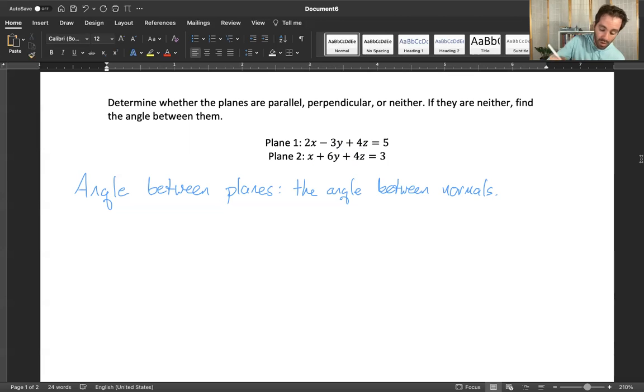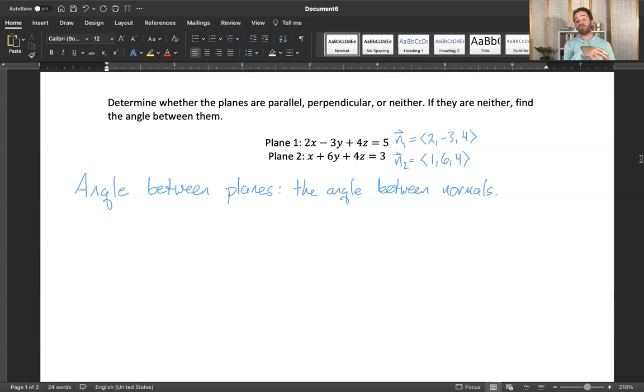So this has a normal vector for plane 1 of, look at the coefficients of the plane. Those are the components of the normal vector. It'll be 2, -3, 4. Okay. And the normal vector for the second plane is 1, 6, 4.